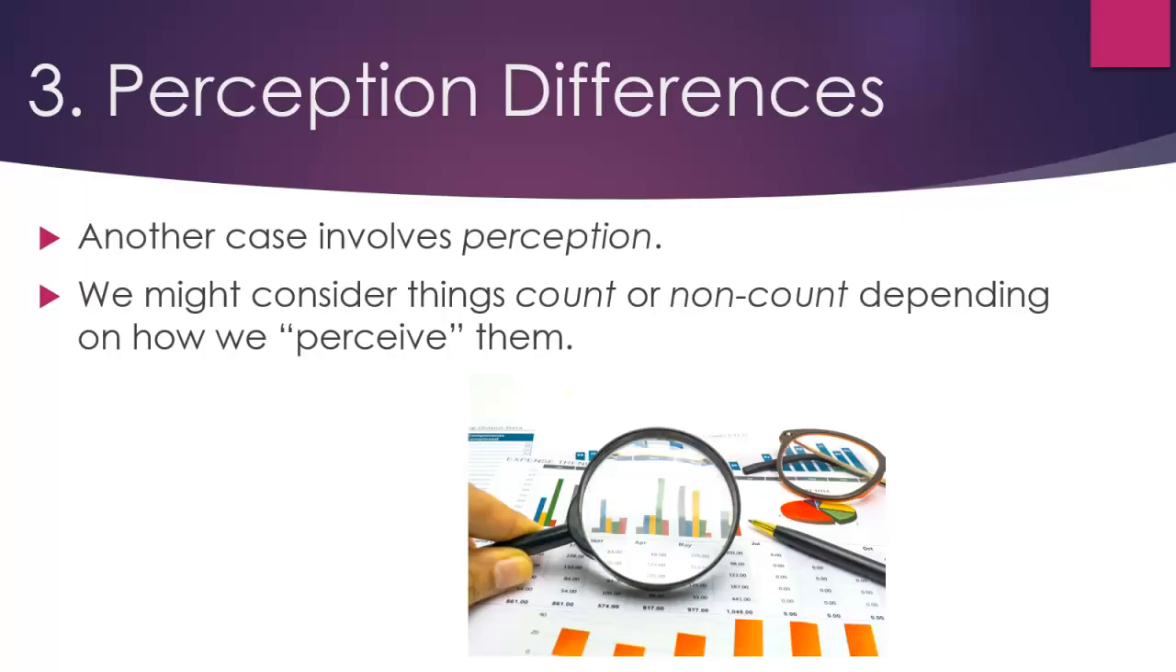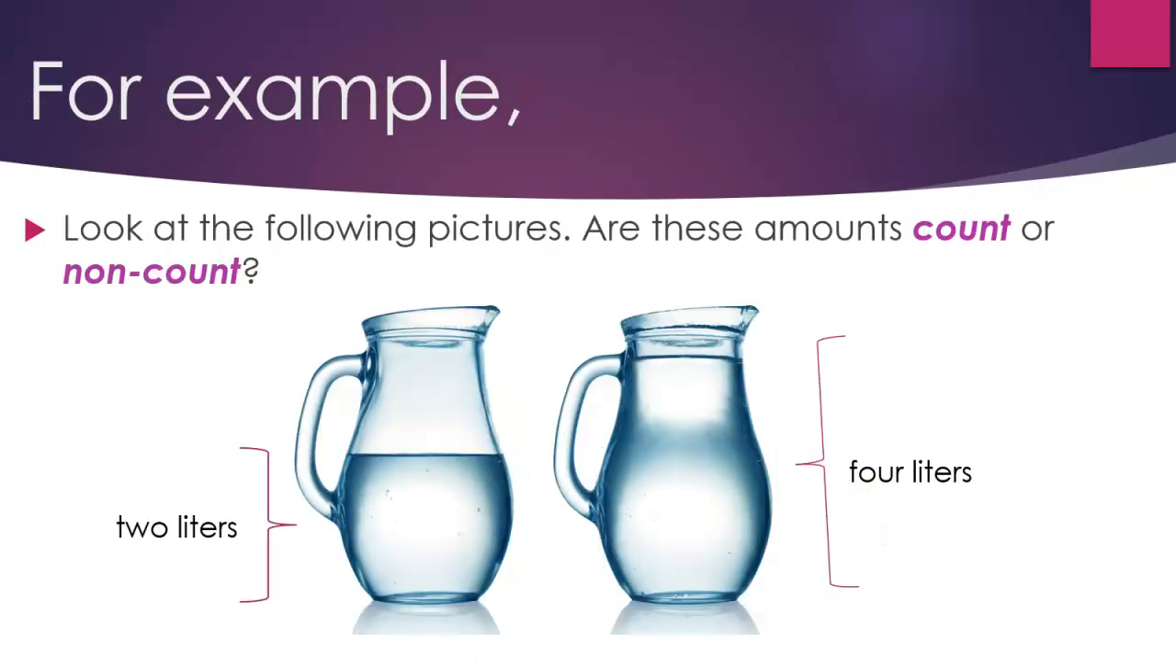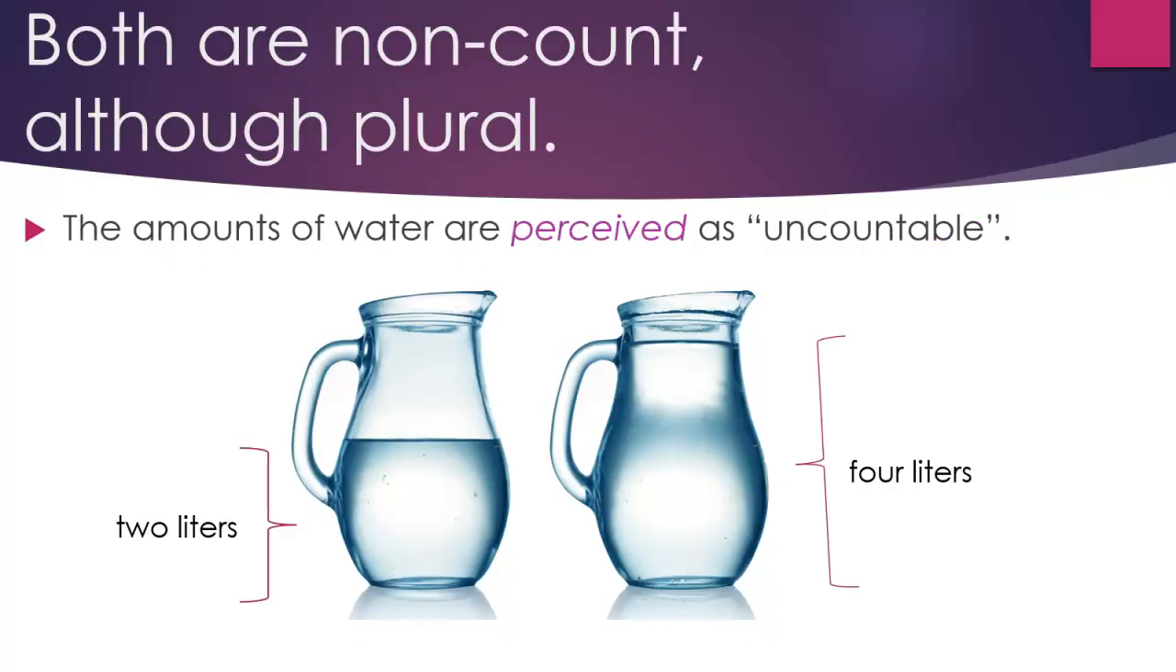Number 3, perception differences. Another case involves perception. We might consider things count or non-count depending on how we perceive them. For example, look at the following pictures. Are these amounts count or non-count? 2 liters and 4 liters. Both are non-count, although plural. The amounts of water are perceived as uncountable. 2 liters is one substance, or 4 liters, also one substance.